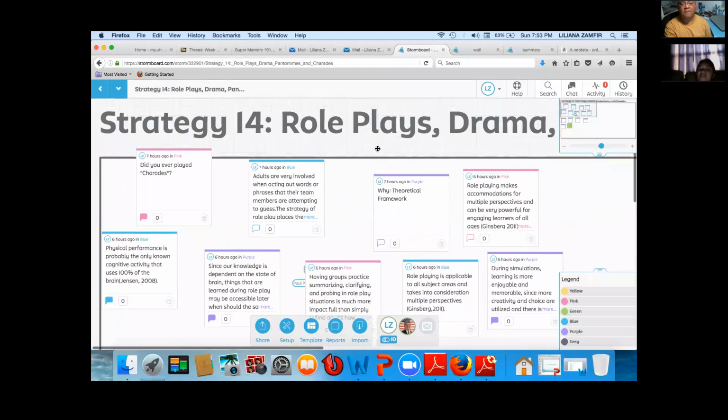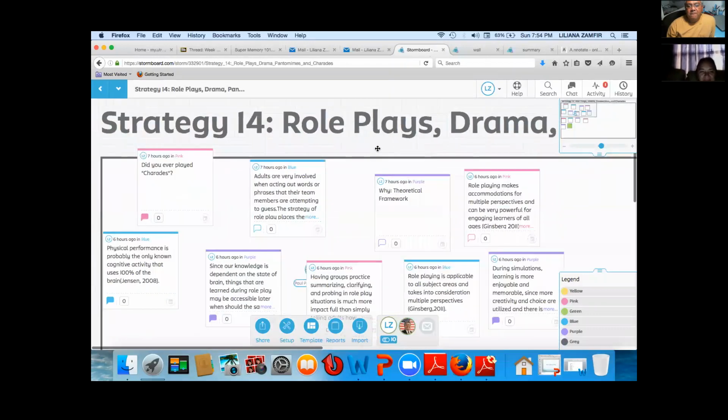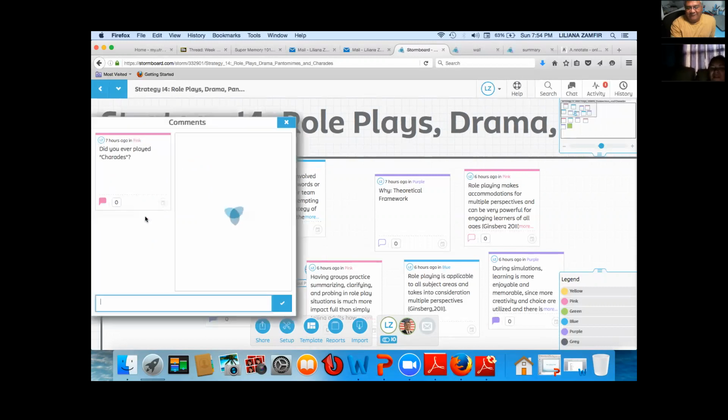And go to strategy 14, role plays, drama, pantomimes, and charades. Now, I have to tell you all that Paul is a real wizard at finding all these apps. So he really found the app, but I really like it, and I think that we can collaborate live very well on Stoneboard also. And I'll start by asking this question. Did you ever play charades? And then everybody can go here and just answer that. 4 facts you like about the game charades, and 4 facts you don't like about the game.